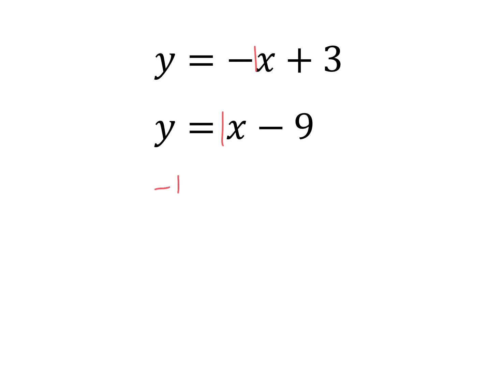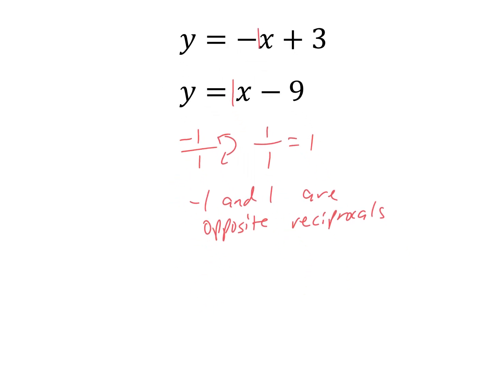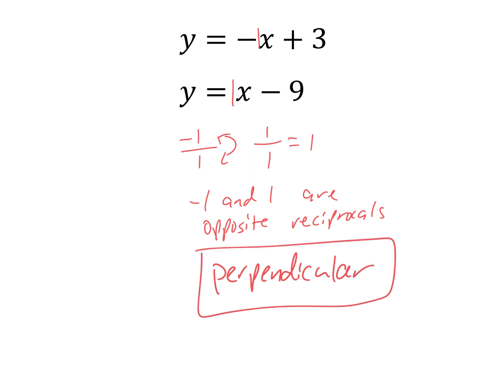Okay, so negative 1 as a fraction is negative 1 over 1. So if we're going to flip that, it's going to be 1 over negative 1, but then we change the sign, make it positive. And 1 over 1 is just 1. Okay, so negative 1 and 1 are opposite reciprocals, which means that these lines are perpendicular. Okay, so these lines are perpendicular.